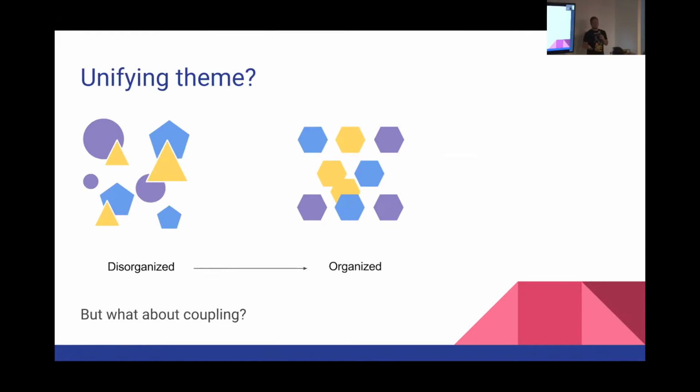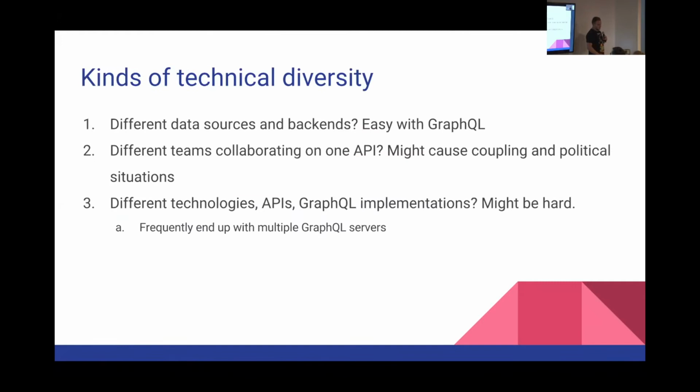But then there's a question, which is, well, if we've organized our stuff so much, if we put everything behind this unified API, what about coupling? I've learned that it's really great to have a bunch of different APIs because that means I'm not coupling all of my different stuff together. Is GraphQL going to take me back to my days of monolithic development?